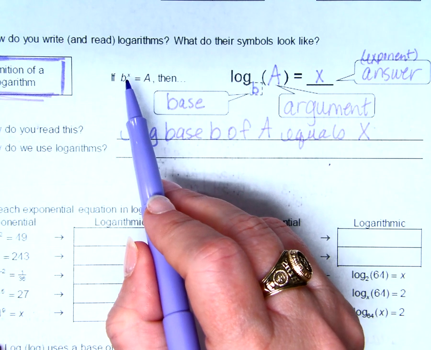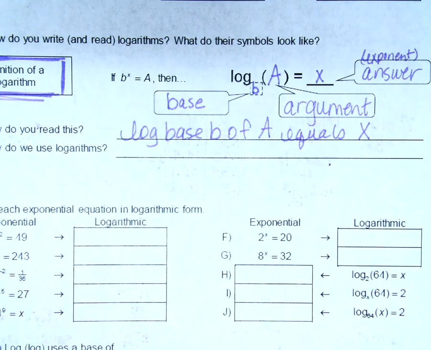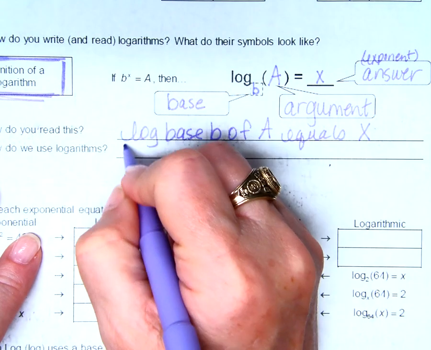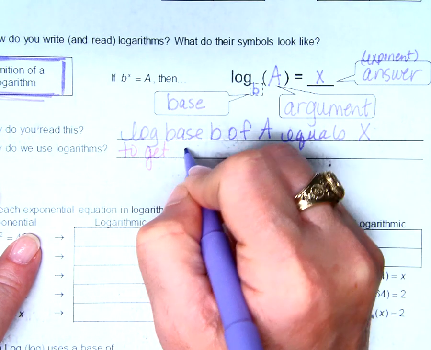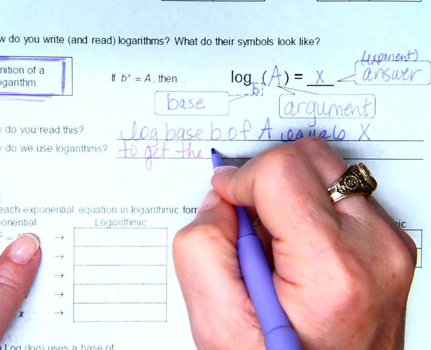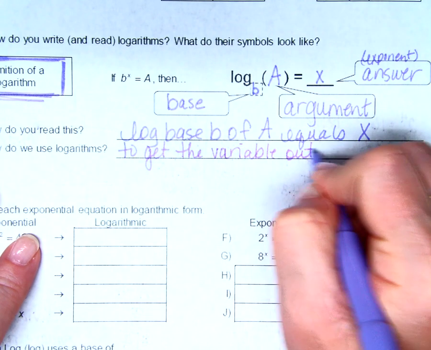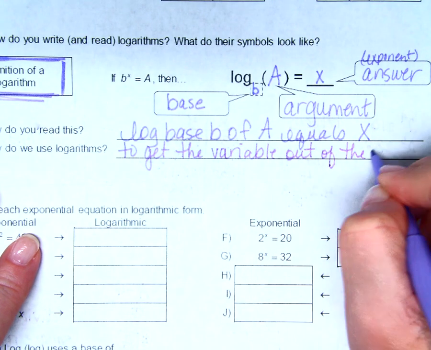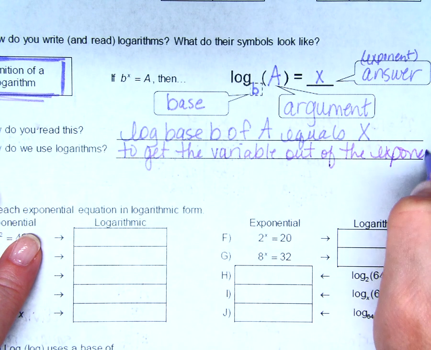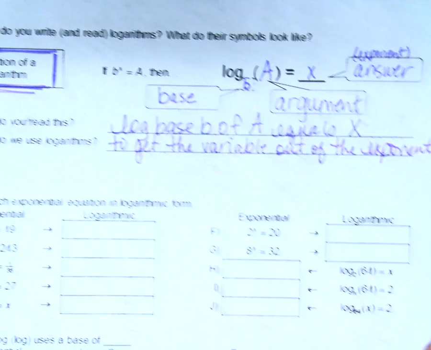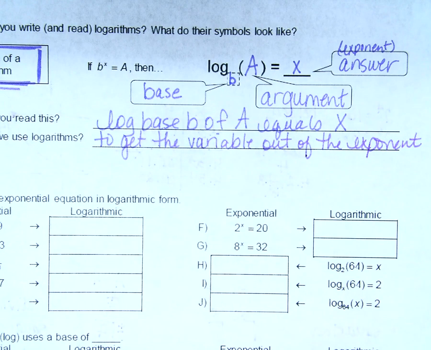Why do we use logarithms? Where's the variable? In the exponent. And do you know how to get it out of there without logs? No. So we use logarithms to get the variable out of the exponent.